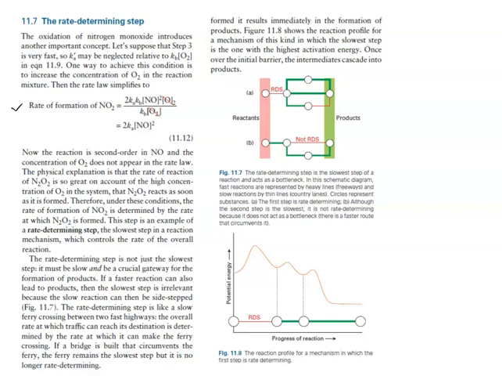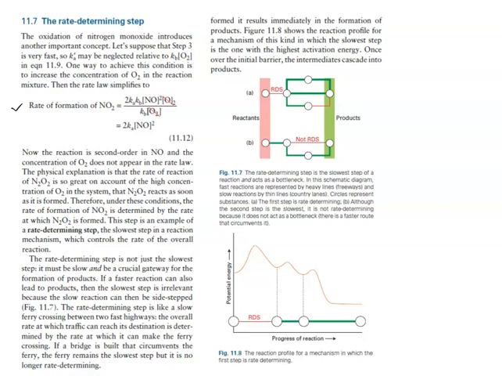Now the reaction is second order in nitrogen monoxide, and the concentration of oxygen gas does not appear in the rate law. The physical explanation is that the rate of reaction of N2O2 is so great on account of high concentration of O2 in the system that N2O2 reacts as soon as it's formed. Therefore, under these conditions, the rate of formation of nitrogen dioxide is determined by the rate at which N2O2 is formed. This step is an example of a rate-determining step, the slowest step in the reaction mechanism which controls the rate of the overall reaction.